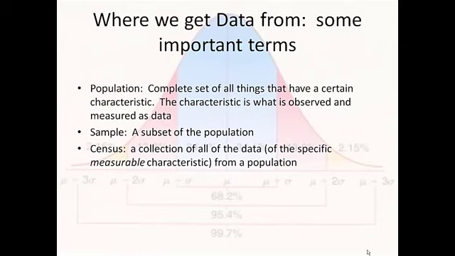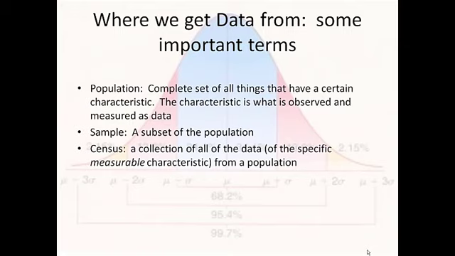Okay? So your population is everything that has a certain attribute or characteristic, like we say gifted high school aged kids. That's a population. The sample would be think kids. It's a sample of gifted high school aged kids.